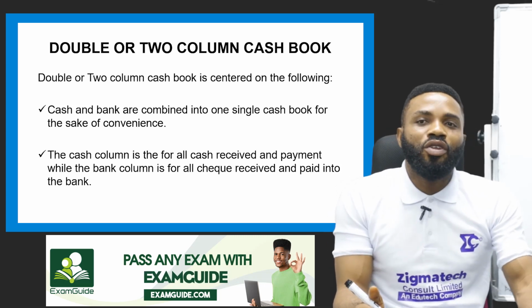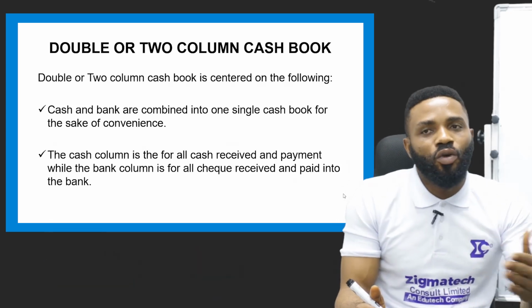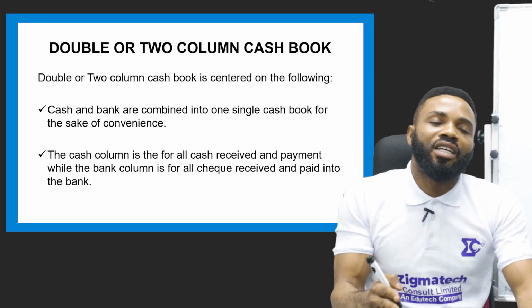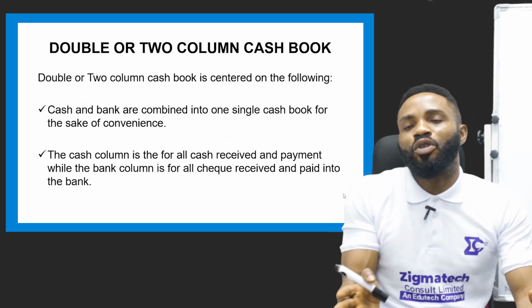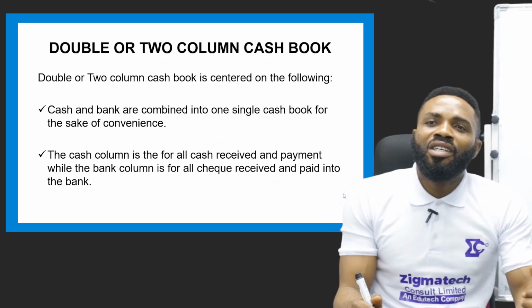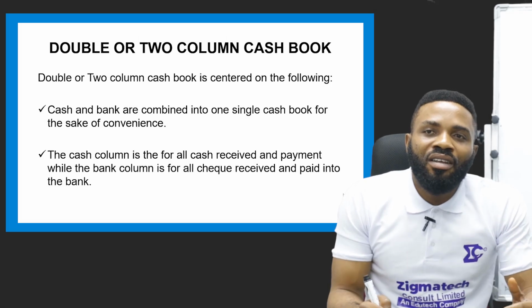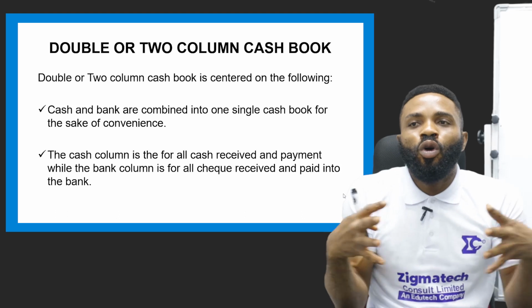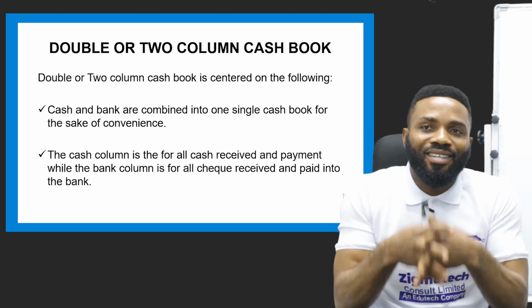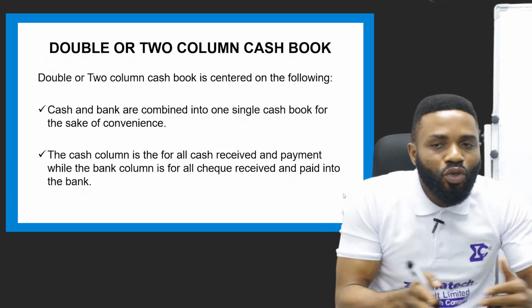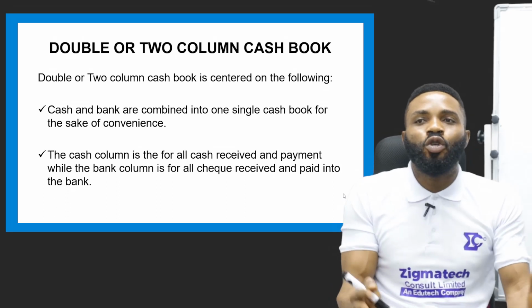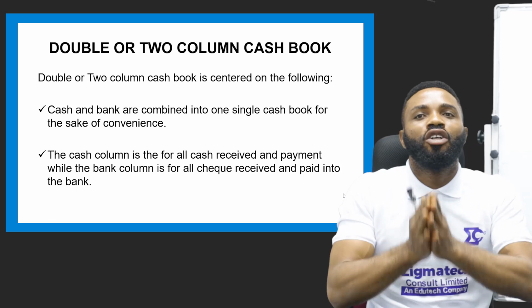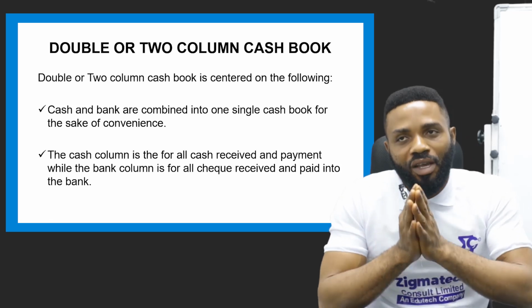And then when you transact business on cash, you post it into the cash account. And then when you transact business on check, you post it into the checkbook. But it is going to be very cumbersome and highly labor intensive. So to reduce the stress involved in shuttling between these two books, there is need for you to bring them together into one single account called double or two-column cash book.